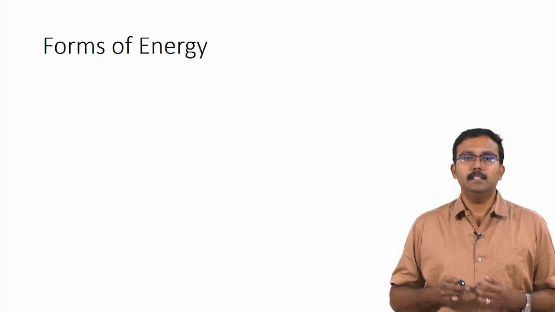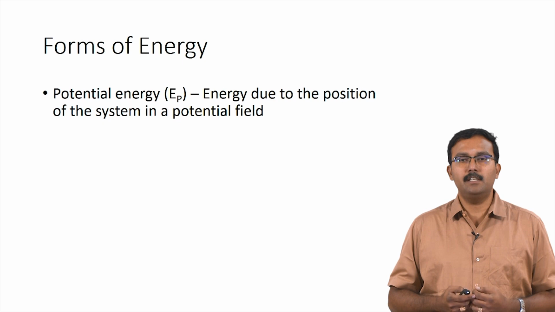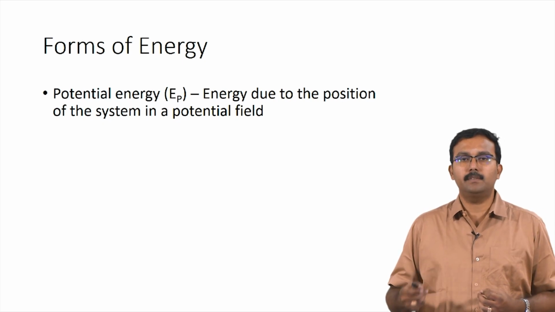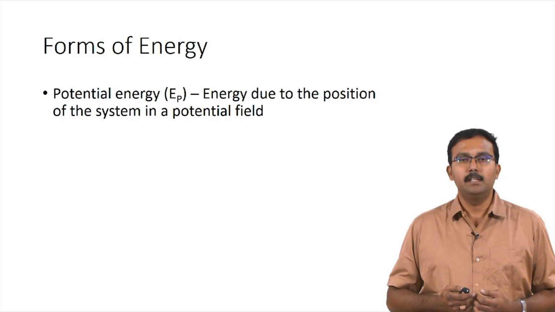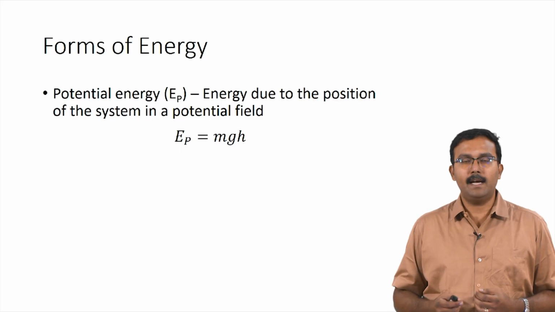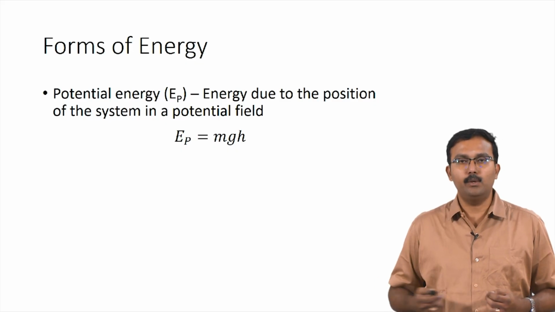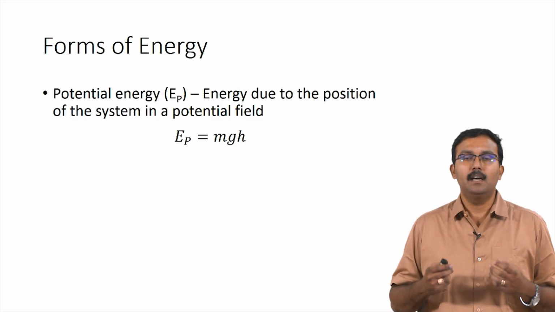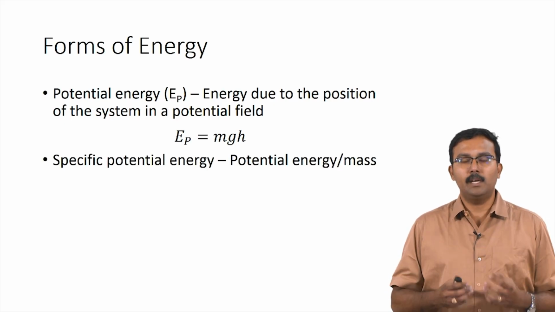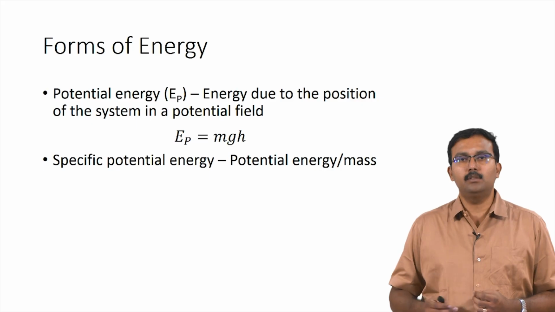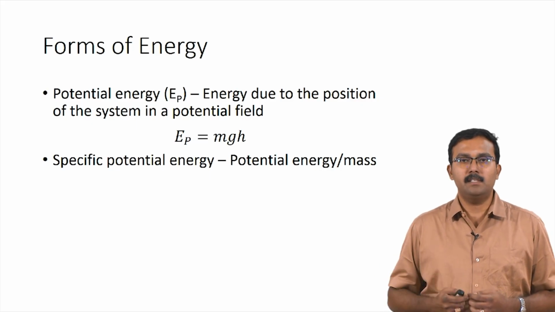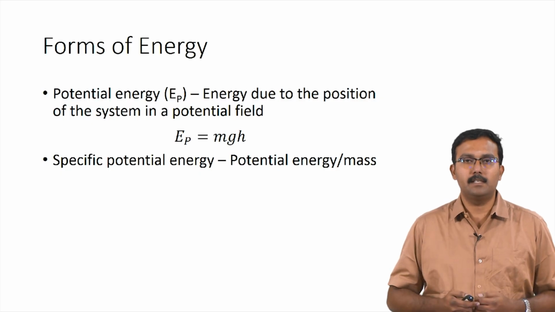Other than kinetic energy, you can also have potential energy for the system, which is the energy possessed by the system due to the position of a system in the potential field. This is calculated as mgh, where m is the mass, g is the acceleration due to gravity, and h is the height at which it has been placed in the positional field. You can convert potential energy also to a specific property by dividing it by the mass of the system, giving you specific potential energy.